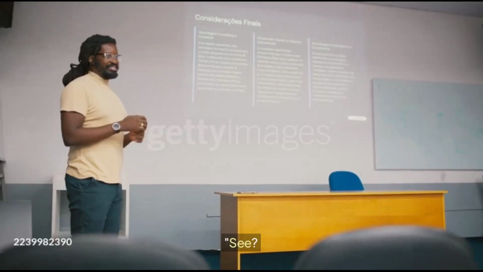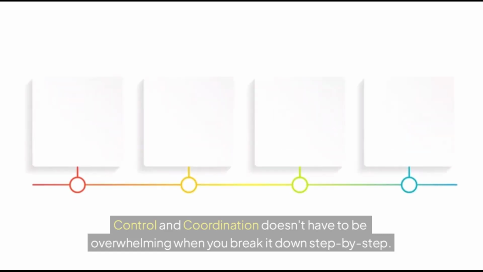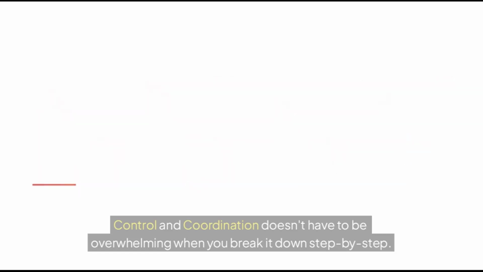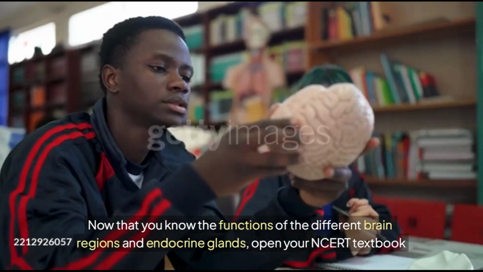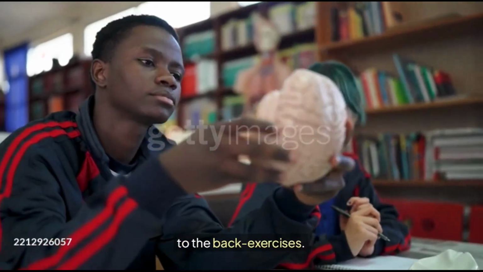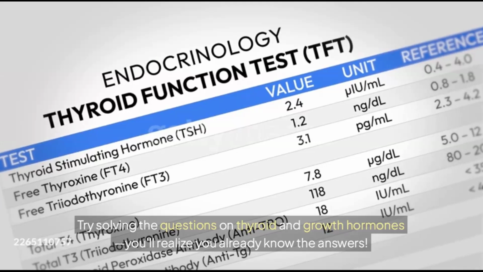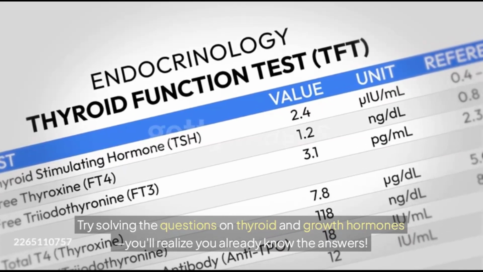See? Control and coordination doesn't have to be overwhelming when you break it down step by step. Now that you know the functions of the different brain regions and endocrine glands, open your NCERT textbook to the back exercises. Try solving the questions on thyroid and growth hormones. You'll realize you already know the answers.